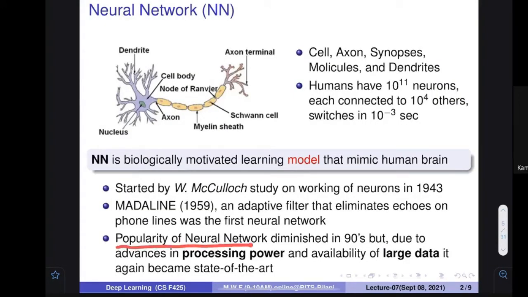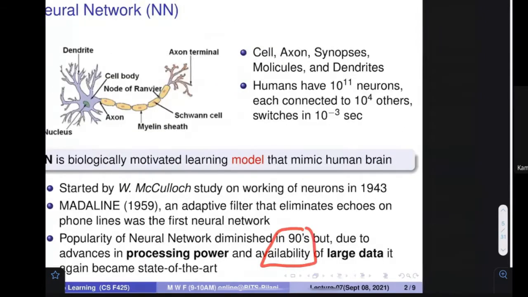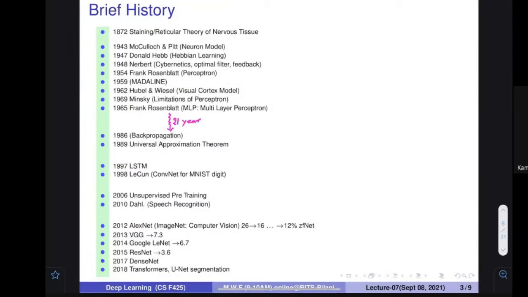However, the popularity of neural networks diminished around the 90s, and people were thinking that it is not going to work anymore and there is not much in it. But nowadays, due to advancements in processing power and the availability of large data and software tools, people have started using it again, and it has become state of the art. All these things we are going to see in the next slide, where I'm going to briefly talk about the history of neural networks. This is an interesting story. Okay, so you must understand these particular things. I have brought a very brief history, and I have tried to put in only those things which are actually important.